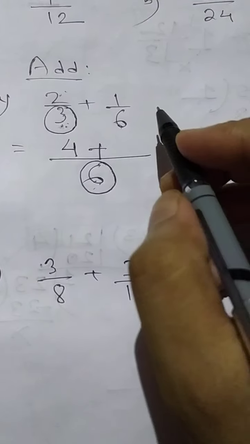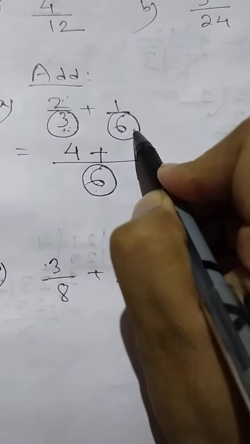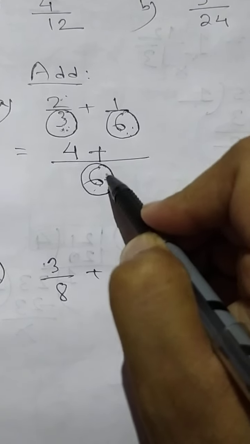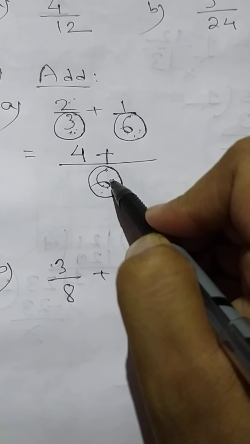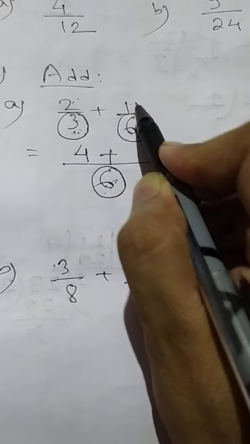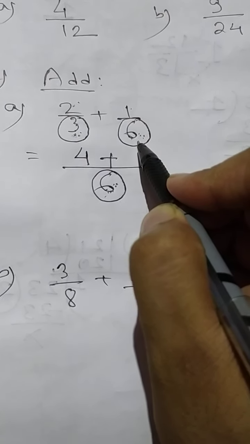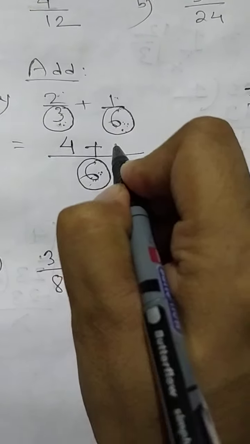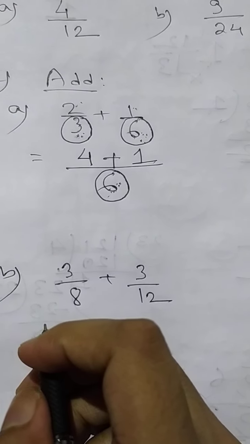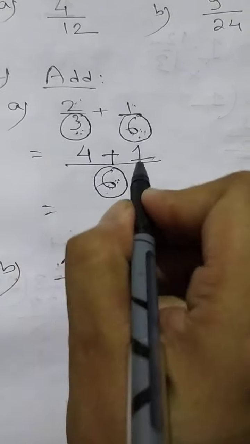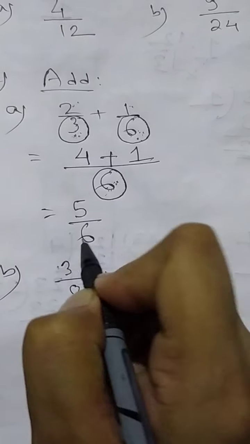Plus. Again this and this you have to divide. You have to divide by the denominator and whatever answer comes, you have to multiply with the numerator. So 6 divided by 6 is how much? 6 divided by 6 is 1 and 1 into 1 is 1. Now you can easily add 4 plus 1, 5 by 6.